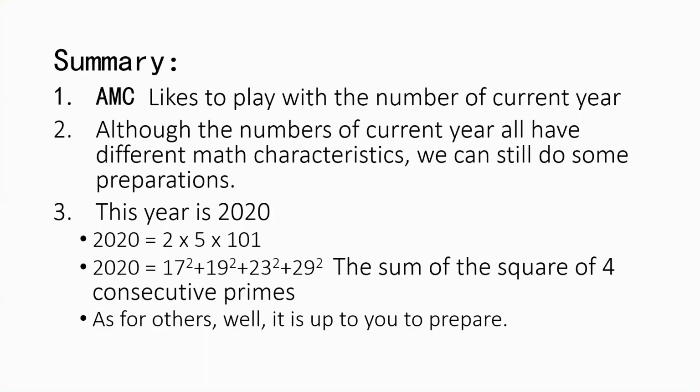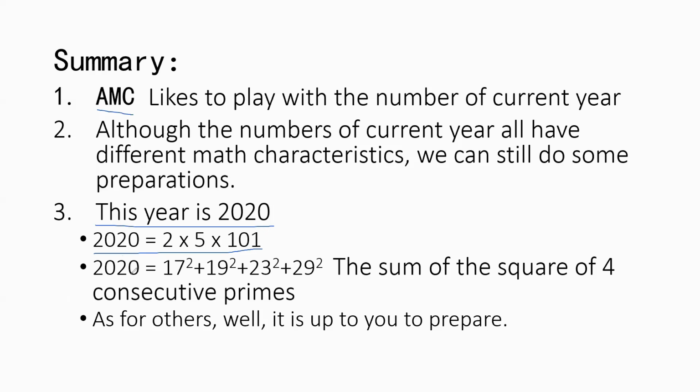So here's the summary of this lecture. AMC likes to play with the number of the current year. Although the numbers of the current year all have different mathematical characteristics, we can still do some preparation for it. Obviously, this year is 2020, and here are some things we can find. First of all, if we prime factor it, 2020 equals 2 squared times 5 times 101.